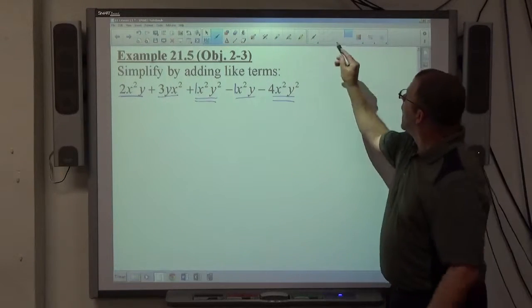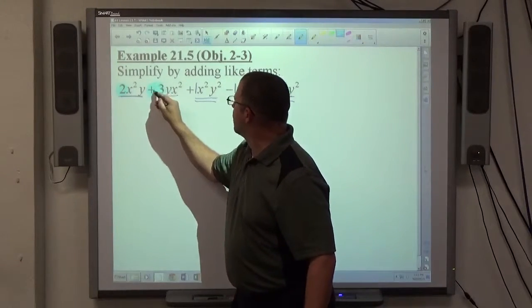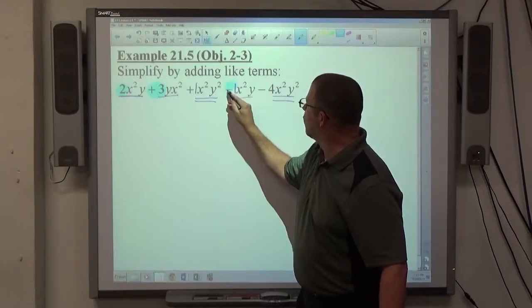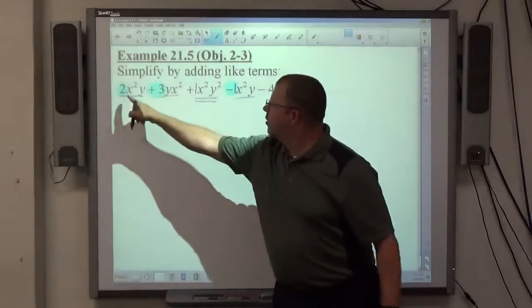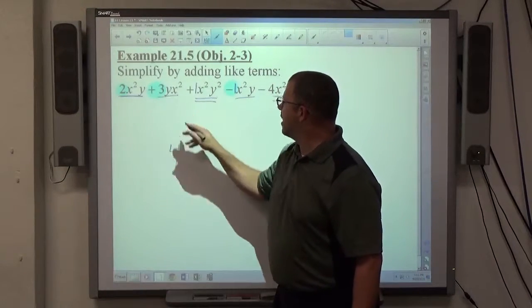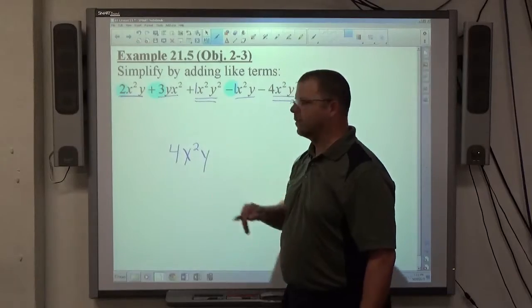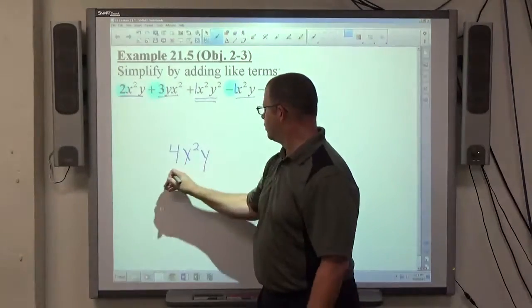Now looking at my single underline objects, I've got a positive 2, I've got a positive 3, and I've got a negative 1. Okay, so if I add the numbers in front, 2 plus 3 makes 5, minus 1 makes 4. What made them the same was x squared y to the first. Again, in whichever order you want. That's for the single underlined ones.